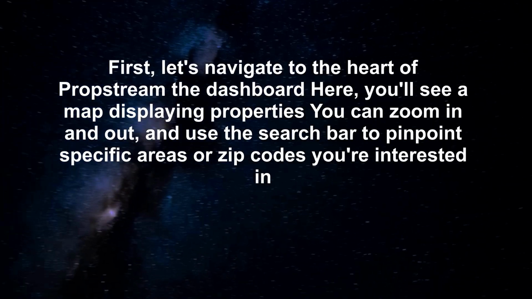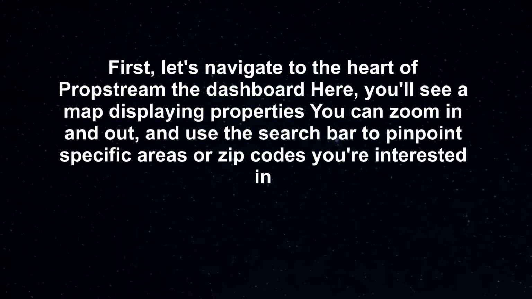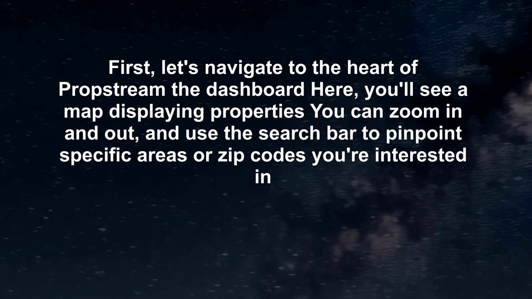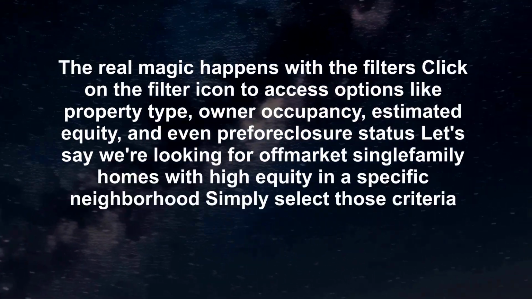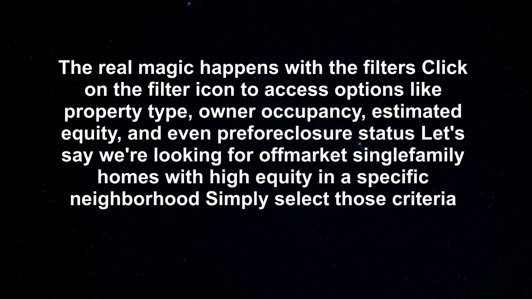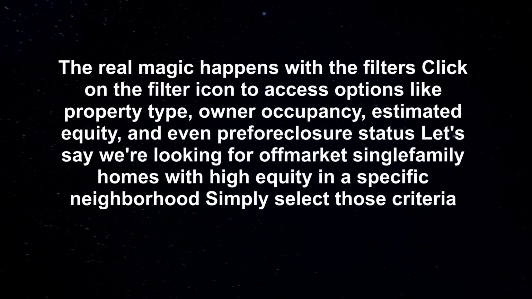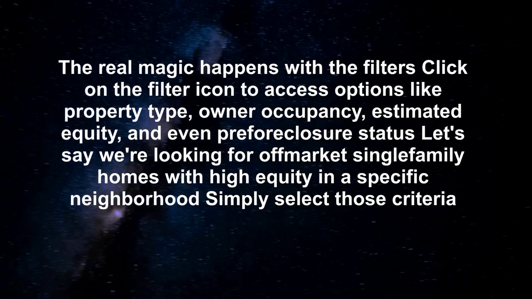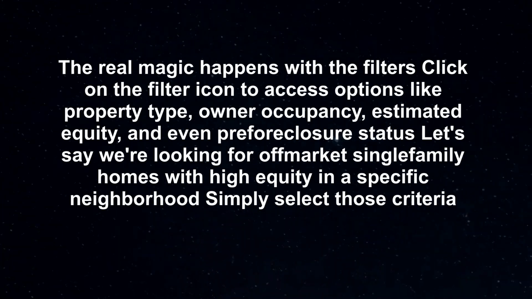You'll see a map displaying properties you can zoom in and out, and use the search bar to pinpoint specific areas or zip codes you're interested in. The real magic happens with the filters. Click on the filter icon to access options like property type, owner occupancy, estimated equity, and even foreclosure status.